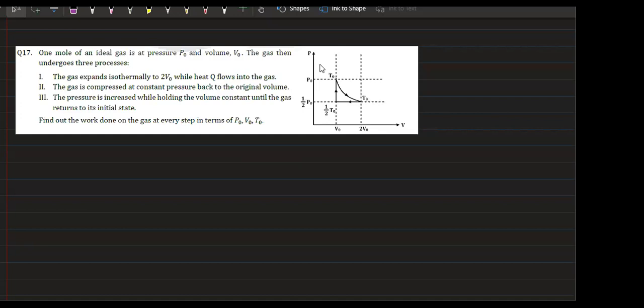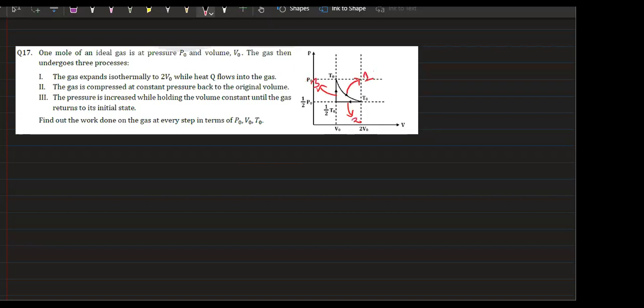Now, second, overall cyclic process. But when you talk about, suppose this is your path 1. This is your path 2. And this is your path 3, right? I'll just write 1, 2, 3. So what is path 1? Which process is path 1?